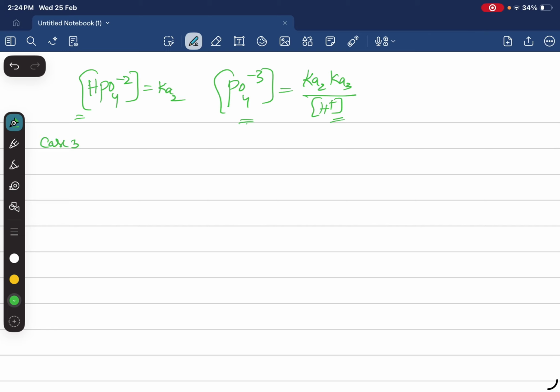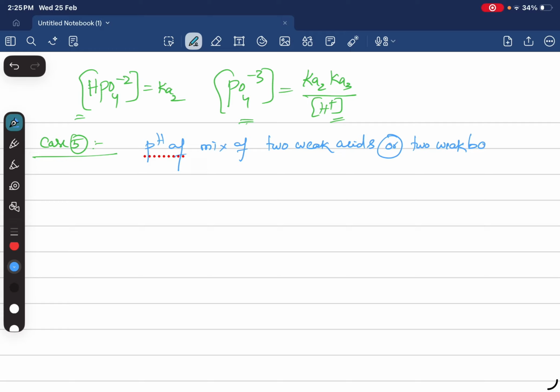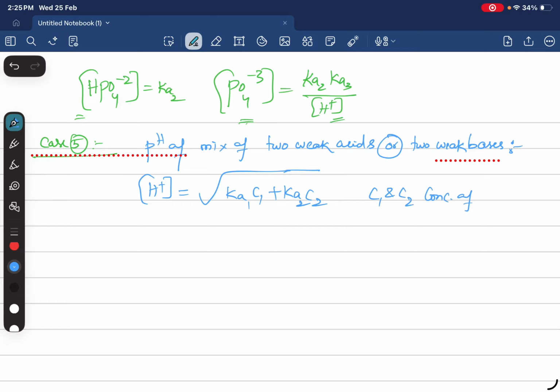Coming to next case, case 5. These all cases are very important. They can ask from anywhere. So pH of mixture of two weak acids or two weak bases. So H+, you can write it as under root Ka1 C1 plus Ka2 C2. Oswald dilution law only for this one. So here C1 and C2 are concentrations after mixing. So OH- also same way we can write it, under root Kb1 C1 plus Kb2 C2. So this is for weak bases. This is for mixing of two weak acids.